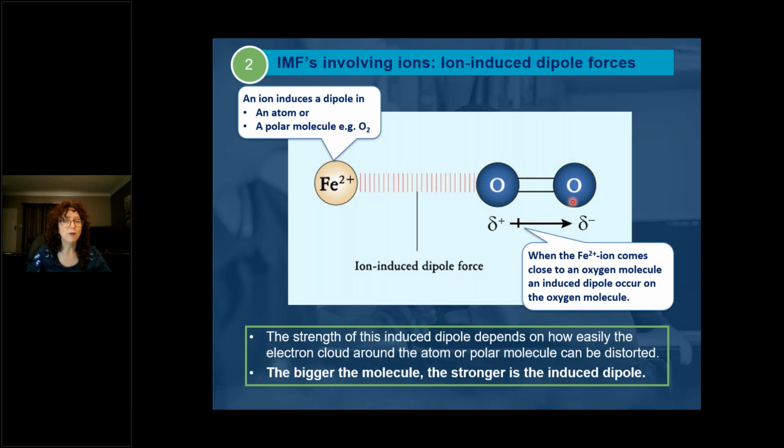So what is happening here with oxygen is there's an induced dipole. The positive ion induces a dipole in an atom or a polar molecule. And in this example, it's oxygen, which is a non-polar molecule. When the ion comes close to an oxygen molecule, an induced dipole occurs on it. The strength of this induced dipole depends on how easily the electron cloud around the atom or molecule can be distorted. The bigger the molecule, the stronger the induced dipole.